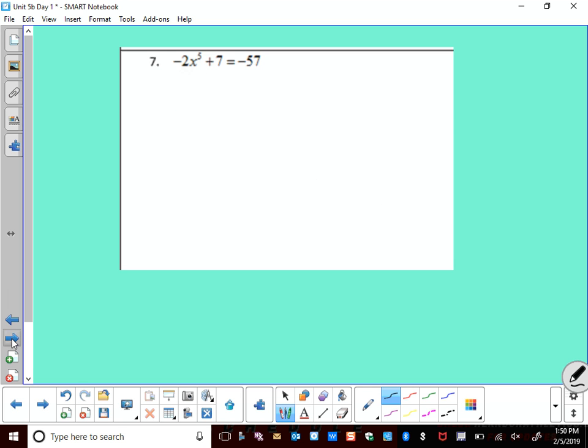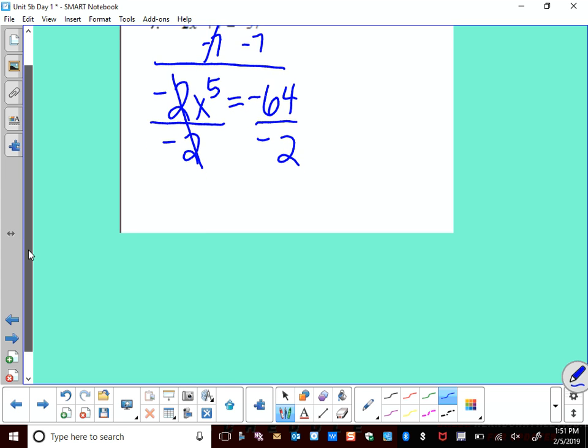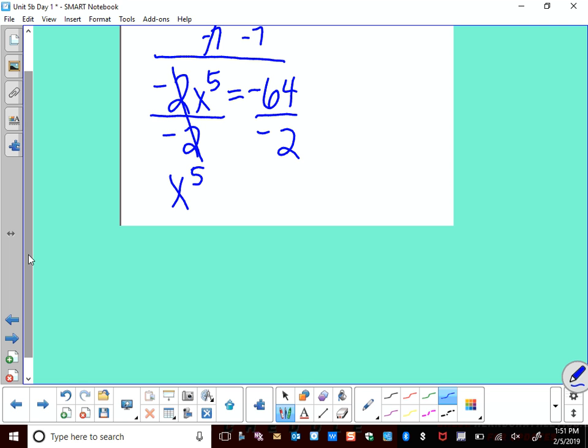All right, number 7. Dennis, what do I need to move because I'm trying to solve for x? The 7. Yep. So let's subtract 7 from both sides. So that's gone. So I have negative 2x to the 5th is equal to negative 64. When I divide by -2, what do I get? x to the 5th is equal to, you said 32? Good.